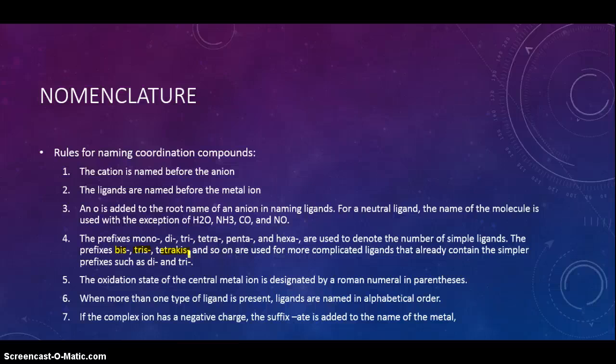If the complex ion has a negative charge, then the suffix -ate is added to the name of the metal, and sometimes Latin names are used to identify the metal. For example, for iron, the anionic complex is named ferrate, copper is cuprate, lead is plumbate, silver is argentate, gold is aurate, and tin is stannate. So those can also be used to identify the metal.